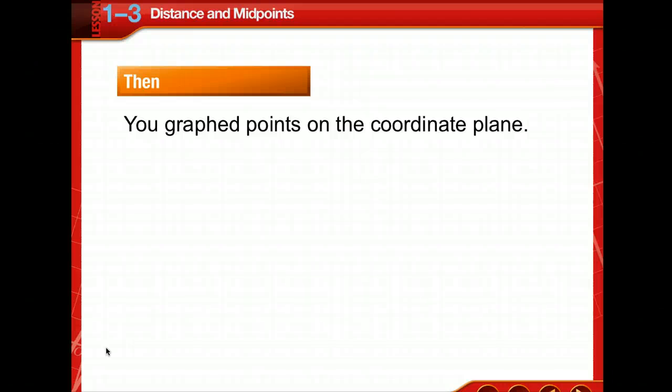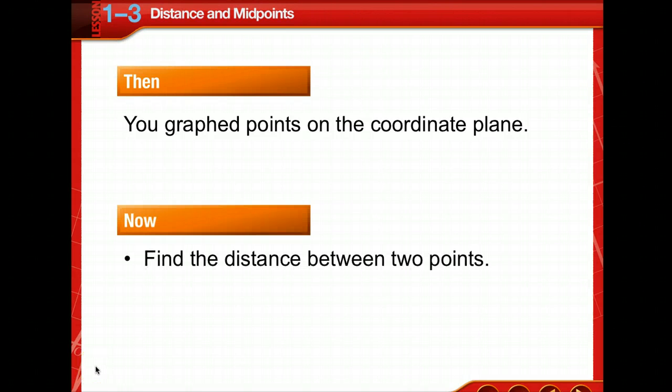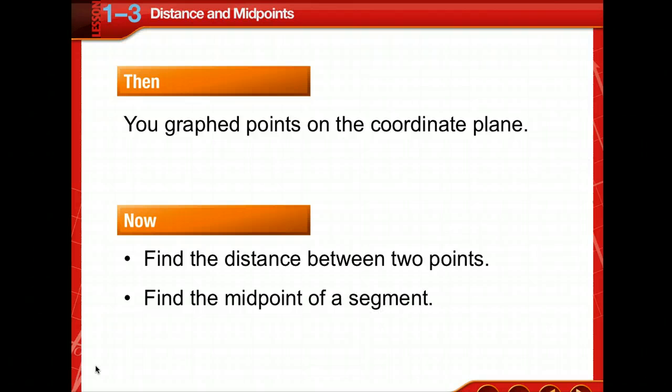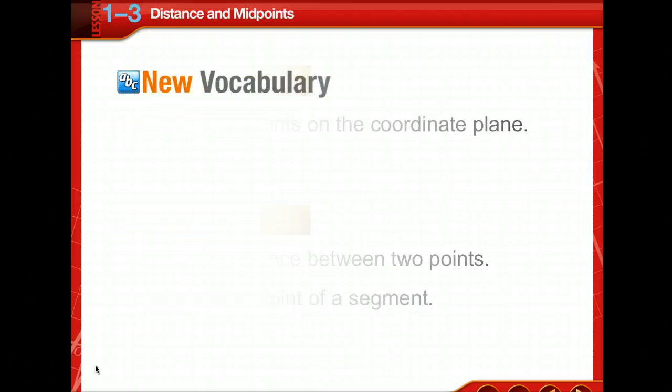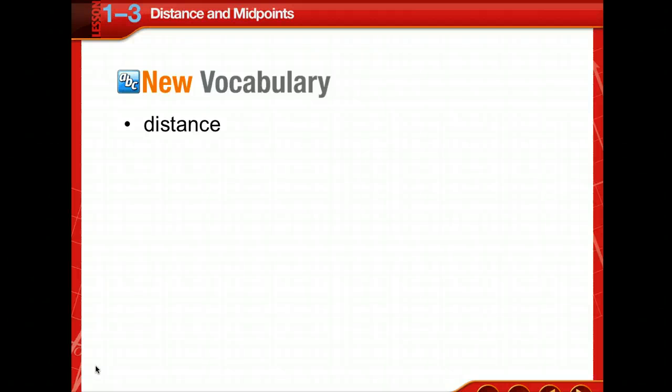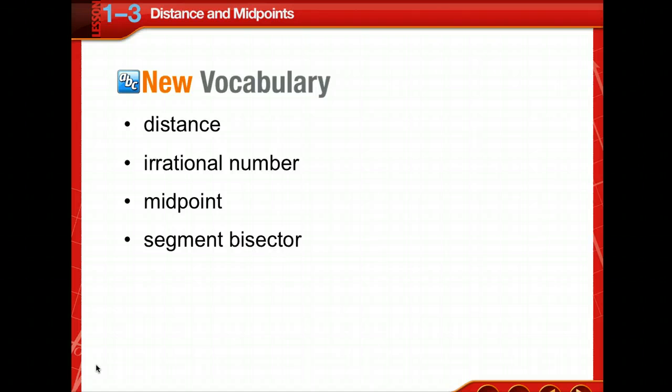Okay, so previously you've graphed points on the coordinate plane. You've got that down pat. Now we're going to find the distance between 2 points, and we're going to find the midpoint of a segment. We've got some new vocabulary today. We've got distance, irrational number, the midpoint, and a segment bisector.